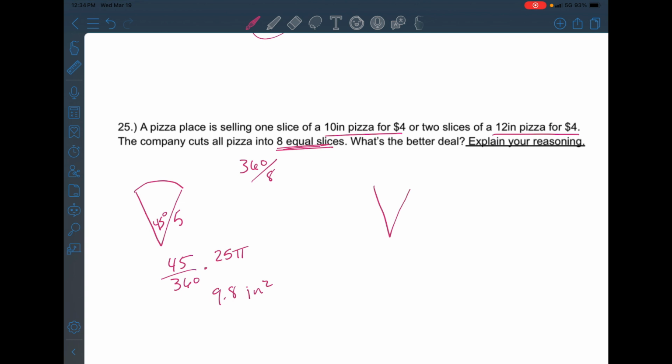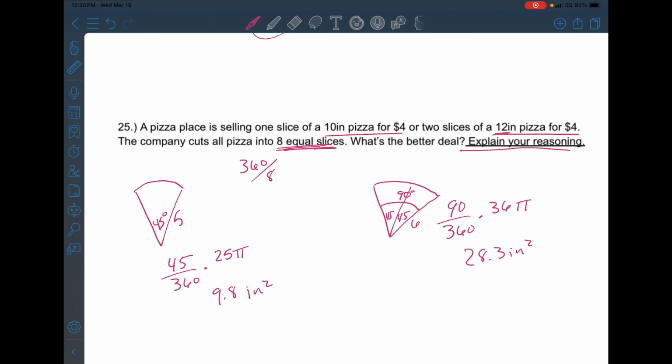The other one has 2 slices of pizza, and it's a 12-inch pizza, so half of that is 6. So this is 45, this is 45, because it's still cut into 8 equal slices. So if we just turn this into one big slice, we can just do our area one time with 90 degrees. So we go 90 divided by 360 times 36 pi. We have to square our radius. So I have 90 divided by 360 times 36 pi and you get 28.3 inches squared.